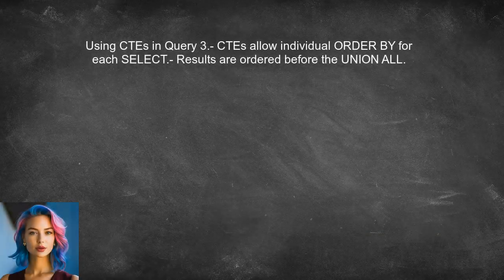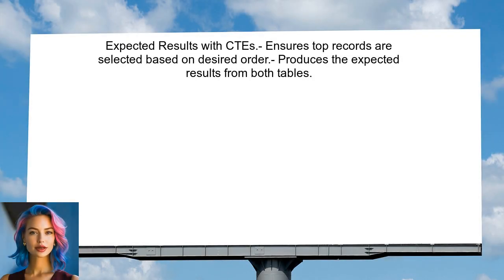In contrast, the workaround in query 3 uses common table expressions, or CTEs. This allows the user to apply the order by clause to each individual select statement before combining the results. By structuring the query this way, the user ensures that the top records from each table are selected based on the desired order, leading to the expected results.